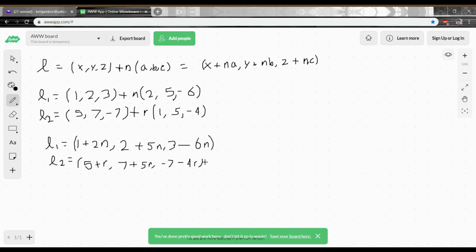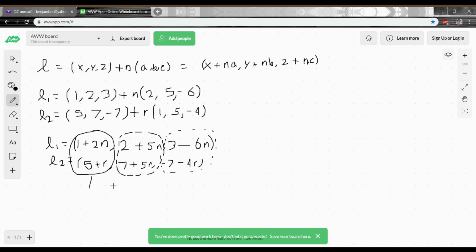Now that we've done this, if there is a point of intersection for the two lines, then we're going to be able to set these two equal to each other, these two equal to each other, and these two equal to each other. That will be an intersection of these two lines if there are values of n and r that cause all of these equations to be equal. So let's do it.